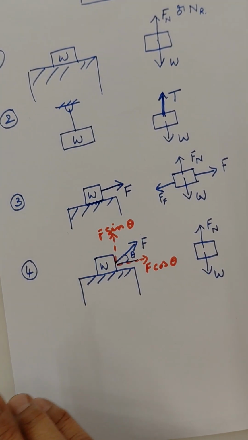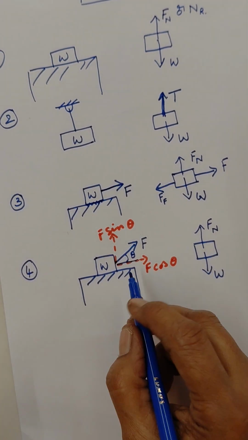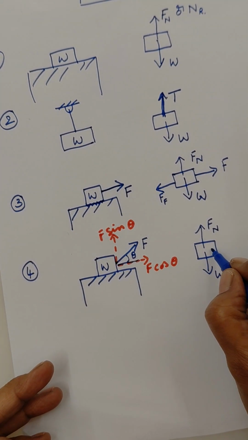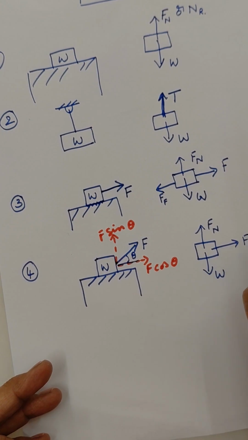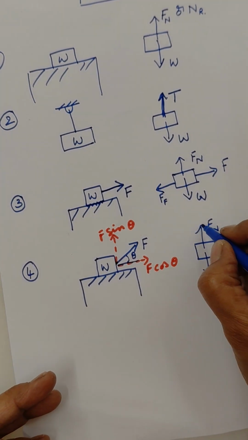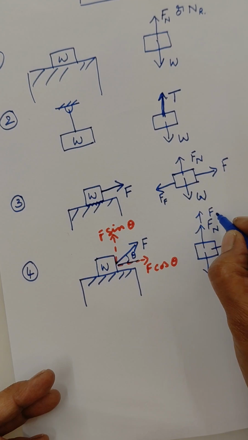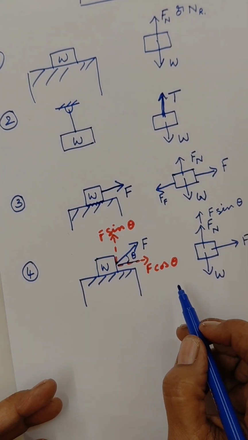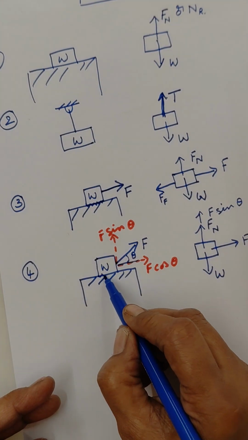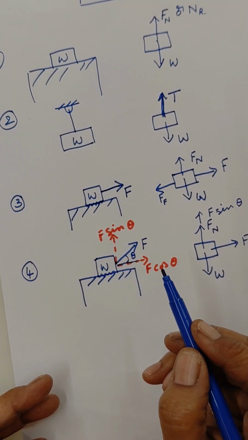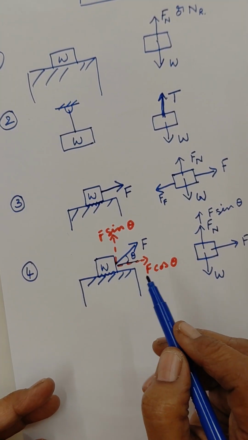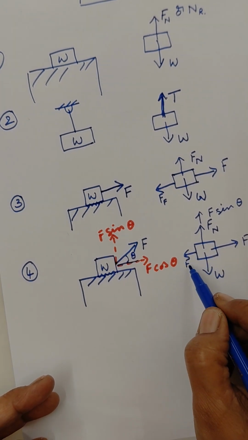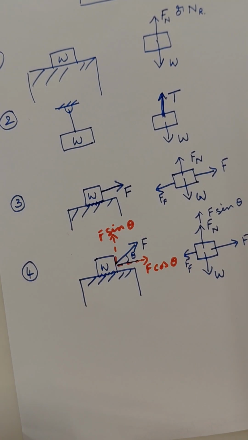So now one component of the force F is acting in this direction, that is F cos theta, and then F sin theta. And then again, unless otherwise specified that it is moving or it is a smooth surface, there will always be a frictional force here. So we have a frictional force here.